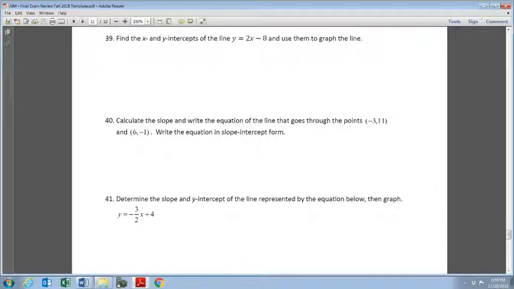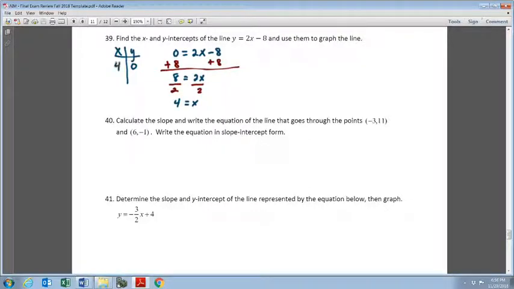It says find the x and y intercepts of the line and use them to graph the line. So to find x and y intercepts, I like to make an xy chart, and to find the x-intercept, we'll let y be 0. So let's plug 0 into the equation and solve for x. We'll need to add 8 to both sides. We get 2x is equal to 8, and divide each side by 2. We get x is equal to 4. So 4, 0 is the x-intercept.